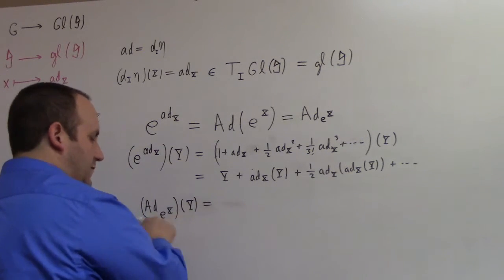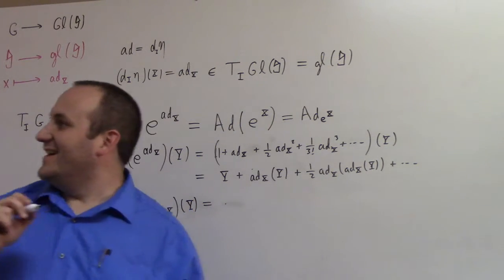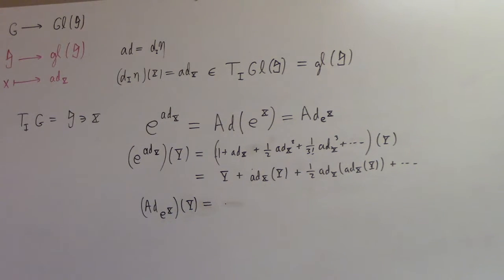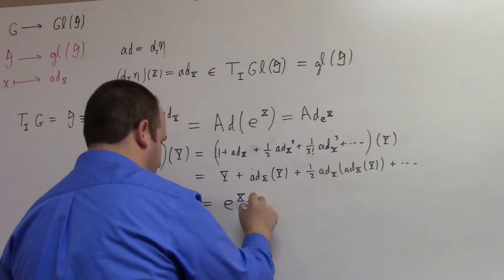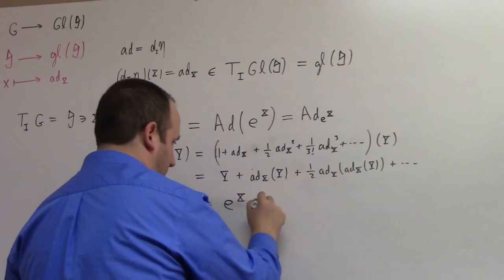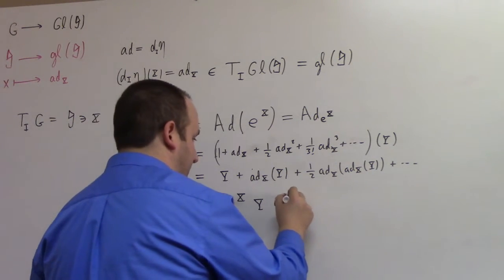All right, so what that means then, of course, is I better check A of e to the x, y, right? E to the x inverse. E to the x inverse is e to the minus x. We proved that the other day, right?